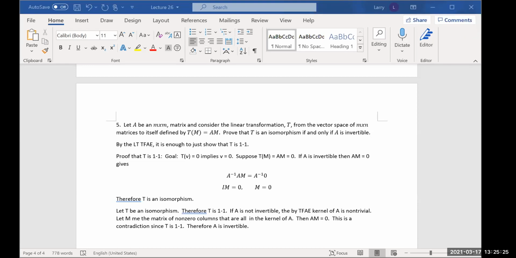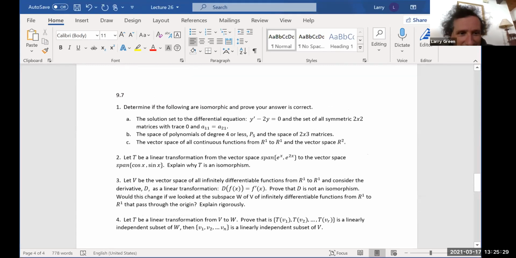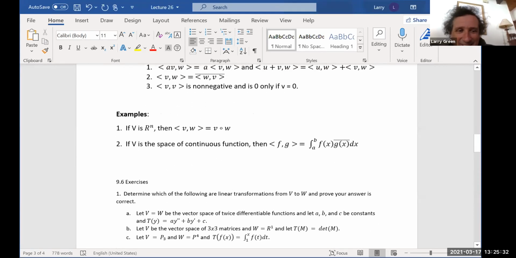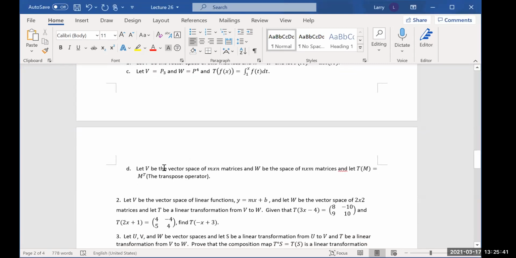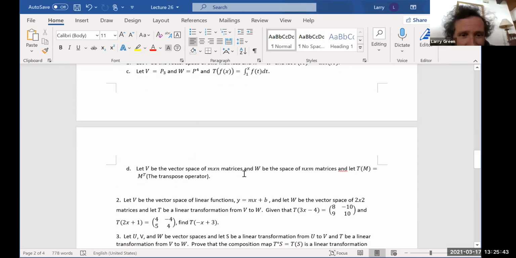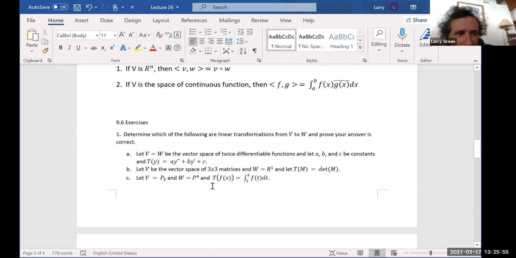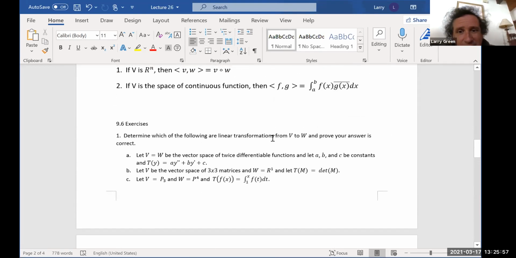Do you mind going over part D on problem 1 for 9.6? Okay, like I said, the good news is I already have it, so I don't have to copy and paste. So part D on number 1. Let V be the vector space of M by N matrices, and W the space of N by M matrices, and let T of M equal M transpose. Determine which are linear transformations from V to W.